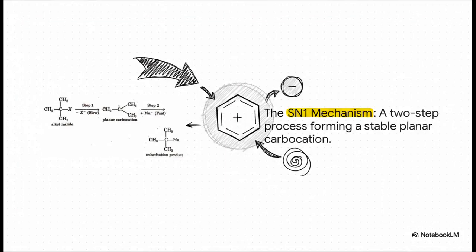So let's take a closer look at that SN1 solo act. The first step is the slow one. The halogen just leaves. It packs its bags and is gone. This leaves behind a really vulnerable, flat, positively charged molecule we call a carbocation. Now, because this intermediate is flat, like a pancake, the incoming nucleophile isn't picky. It can attack from the top or from the bottom in the second, much faster step.